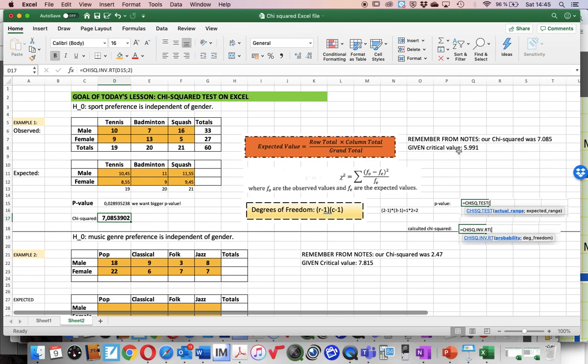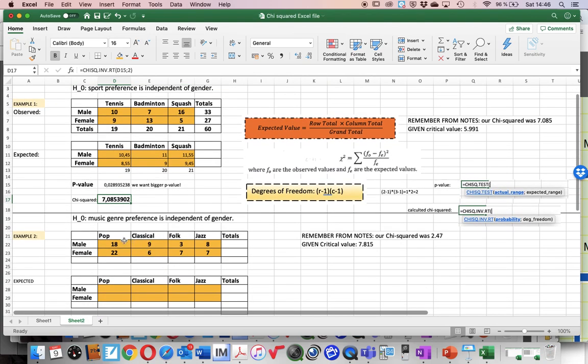You can look at the given critical value and decide to accept or reject. Remember, this one was bigger than our critical value, so write reject. And then we decided that it was not independent. So at this point, if you were able to follow that, got all the values, then you can go ahead and stop the podcast and go on to the practice. And if you want to hang on and just go through it with me one more time, I'm going to do the next example, which was the music genre, okay?